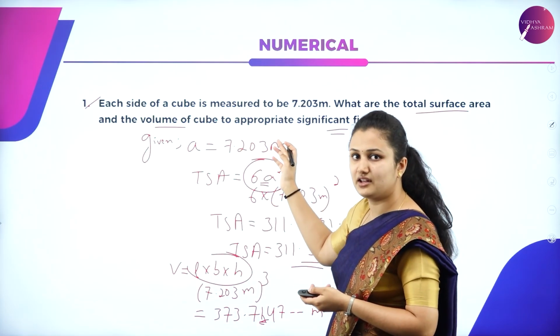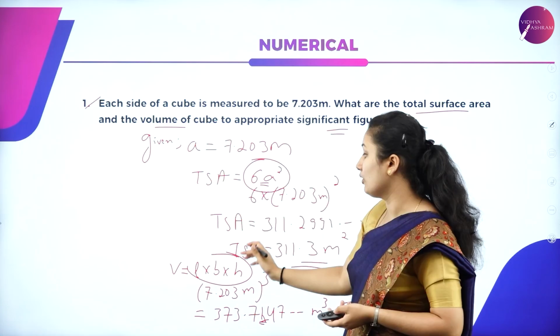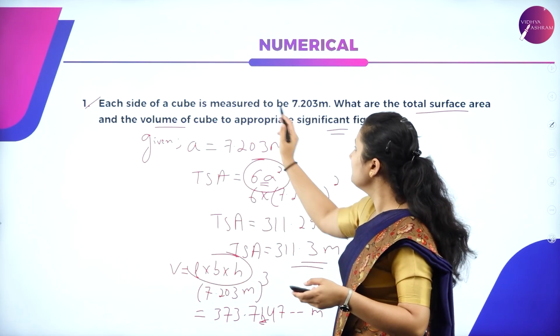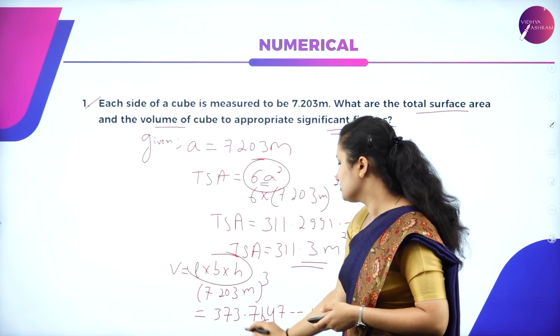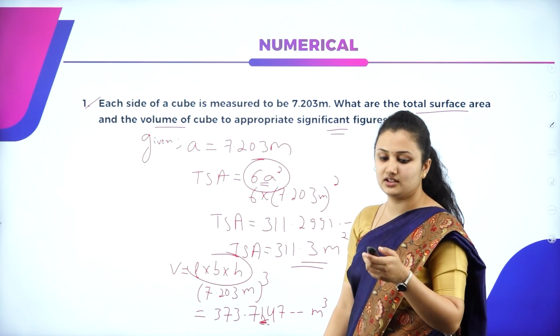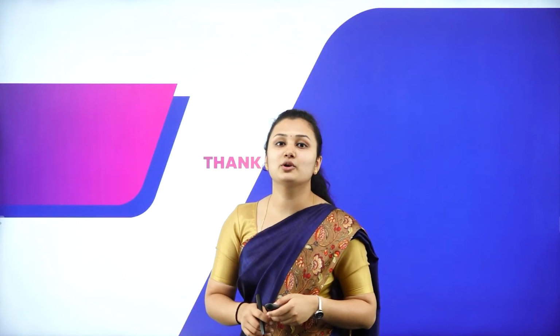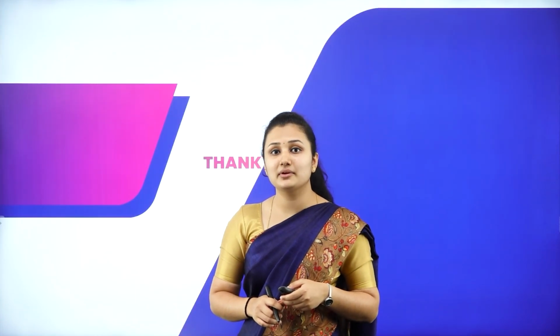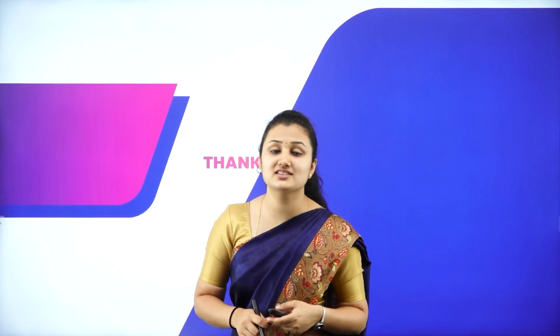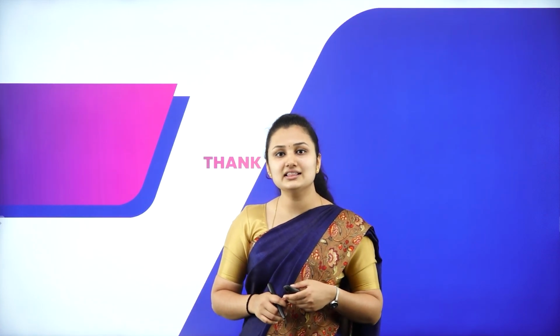TSA, total surface area of cube, is given by 6a square. Volume of cube is given by length into breadth into height, which is nothing but the side cube. So you'll get different values and you should know how you round off the significant figures. That's all about today's session. I'll be coming up with more interesting sessions on units and measurement, where we will study about dimensions and dimension quantities. Until then, see you all.